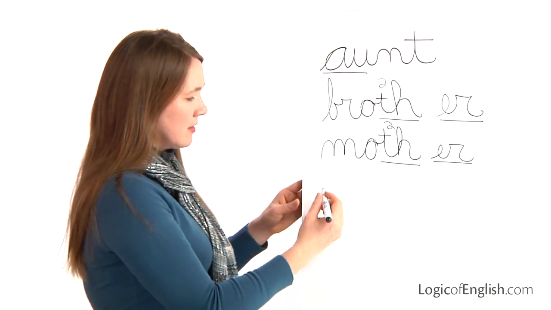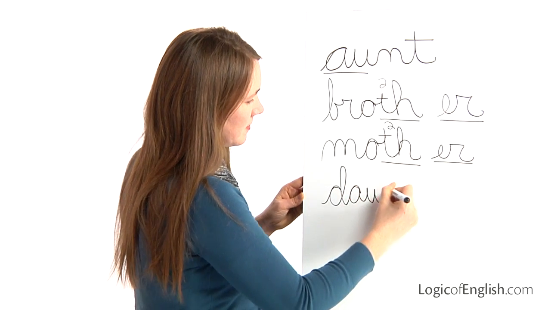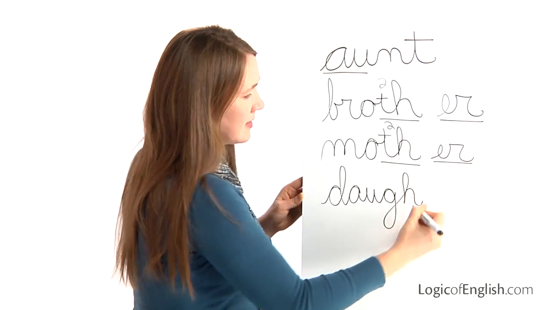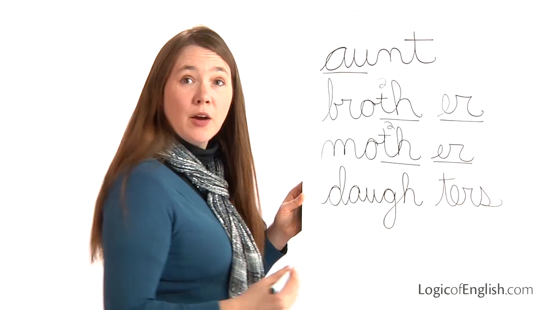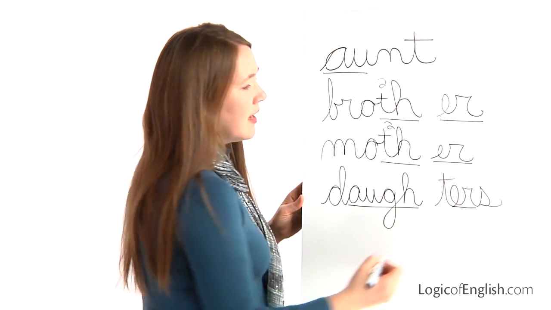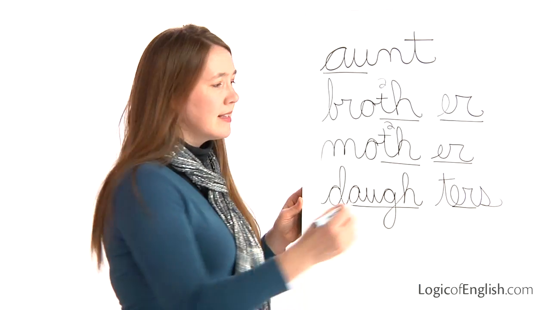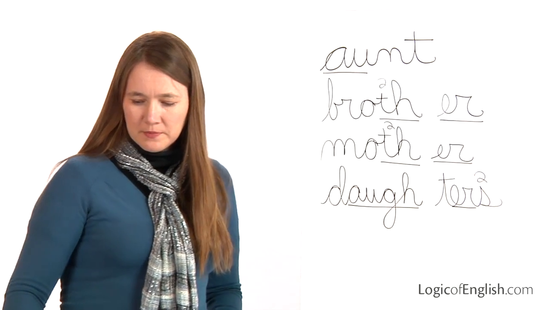And now help me to write it. The first syllable is da, d, aw. The second syllable is ters. T, z. And how will we mark it? We'll underline the aw and the er. And you'll notice the z said its second sound z in daughters. So we'll put a 2 over it.